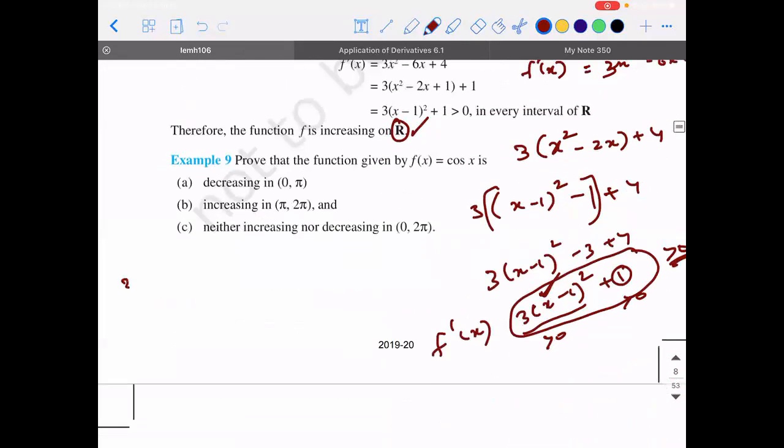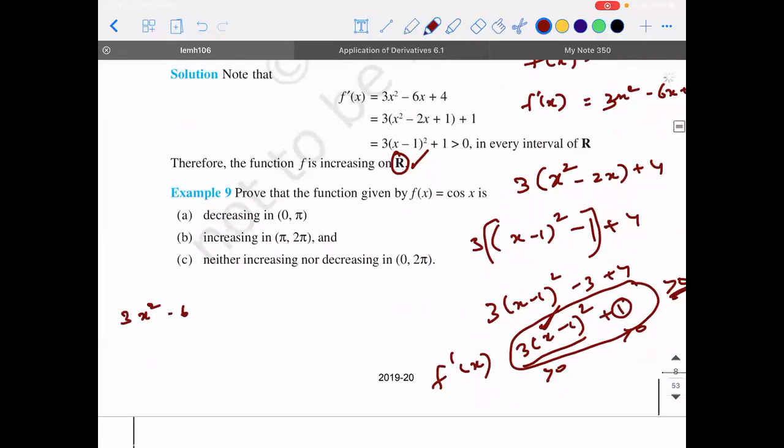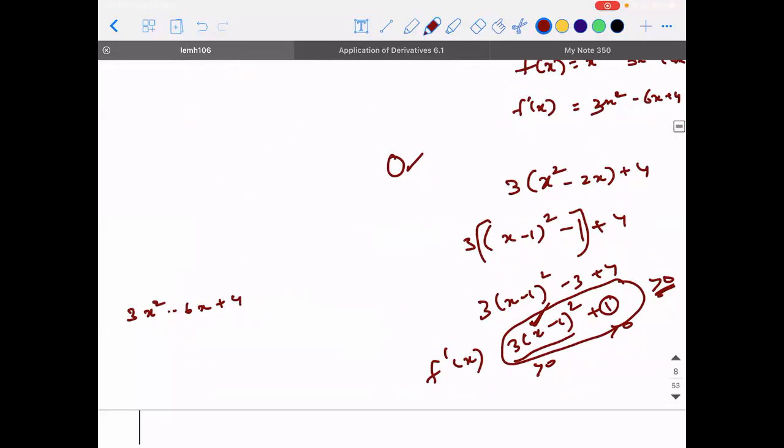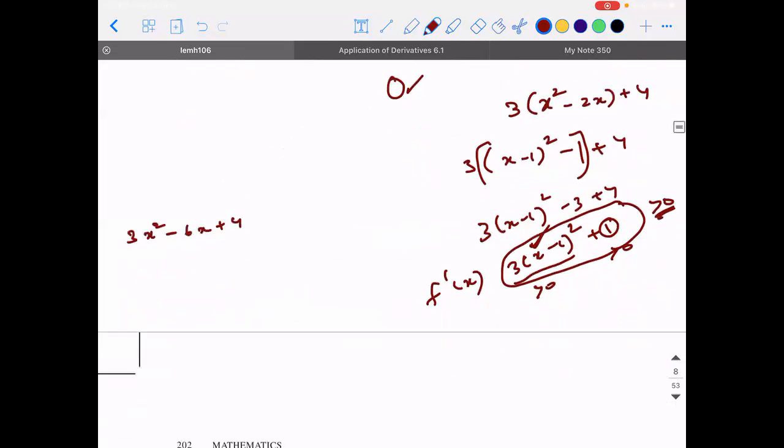So what I will do is 3x square minus 6x plus 4. Okay. So if I take this to be greater than 0, I will find what are all the values of x for which this is going to be greater than 0. That's it. So how can you write this?